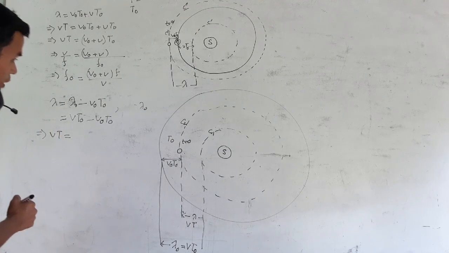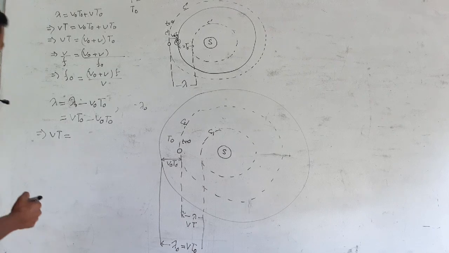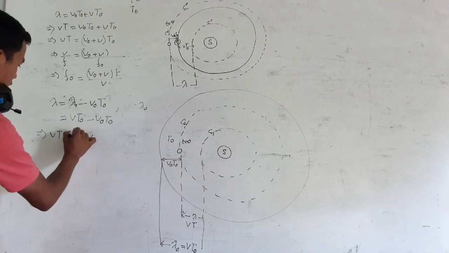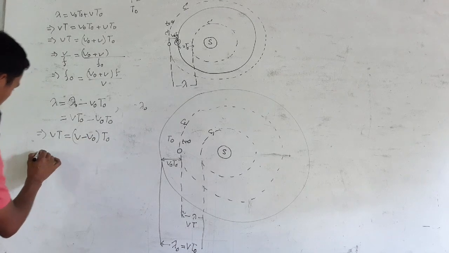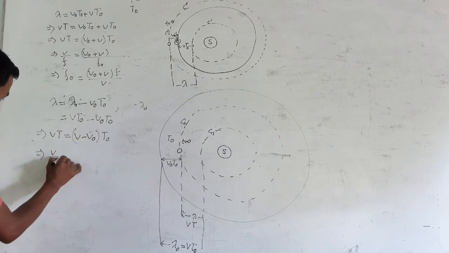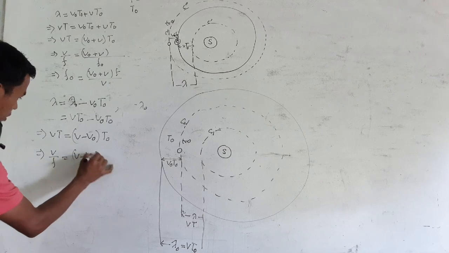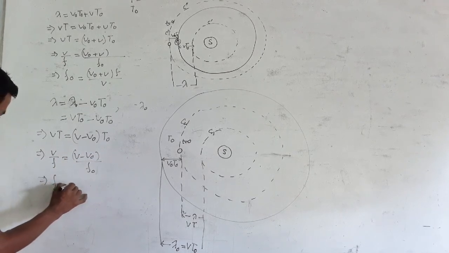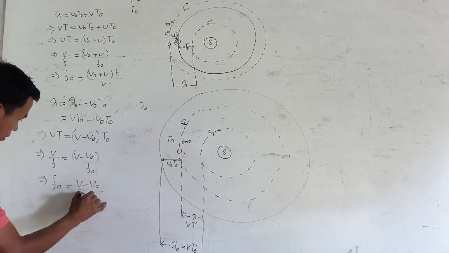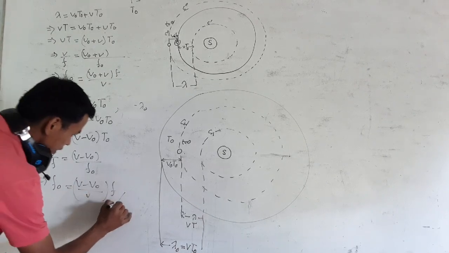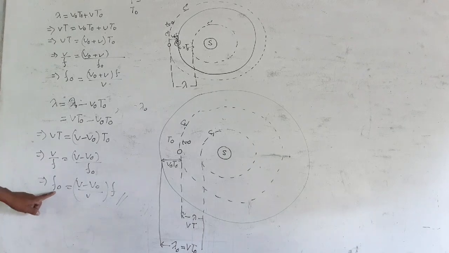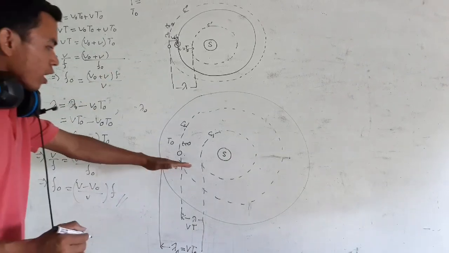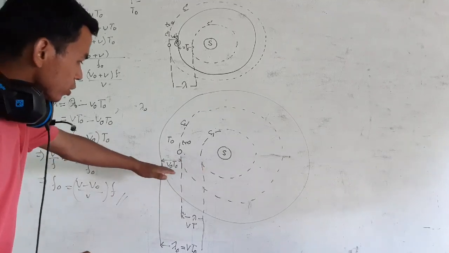vT is equal to, because lambda is the wavelength of the actual wave, (v minus v naught) into T naught, which implies v by f is equal to (v minus v naught) divided by f naught. Observed frequency is equal to (v minus v naught) divided by v into actual frequency. This is the relation between the observed frequency and the actual frequency when the observer is moving away from the source with the speed v naught.